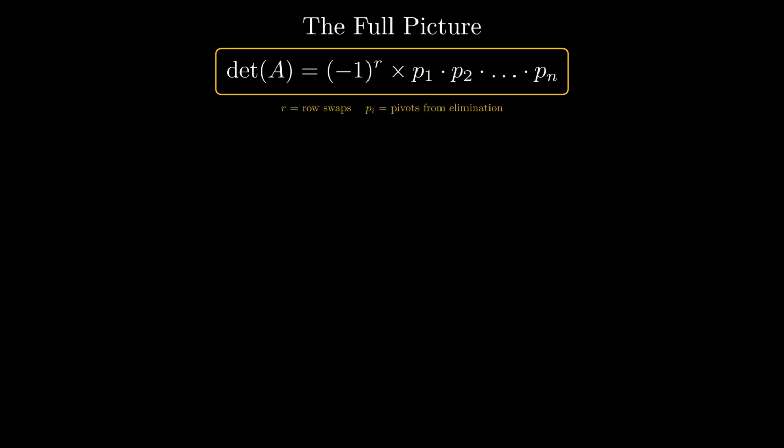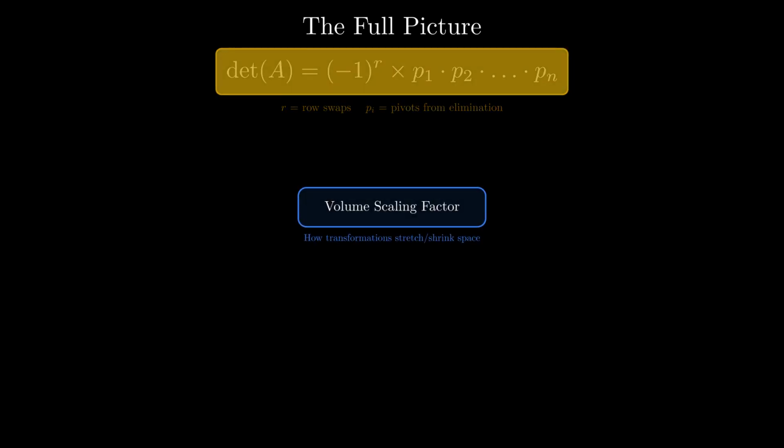Here's the full picture. We've built a mechanical, efficient algorithm for computing determinants. The master formula is the determinant of A equals -1 raised to the power R times P1 times P2 times ... times Pn. That is, perform Gaussian elimination, track your row swaps to get R, multiply the pivots together, and apply the sign. Now the determinant serves three fundamental roles.